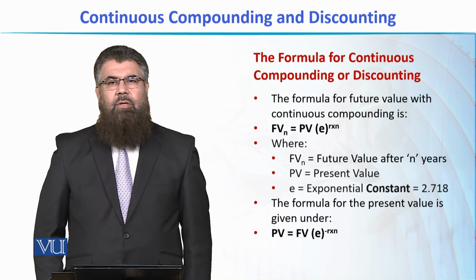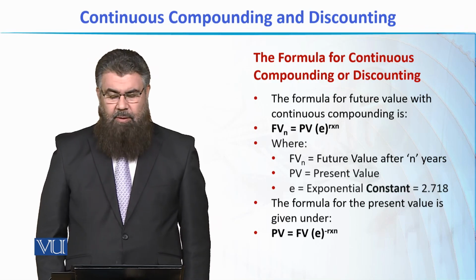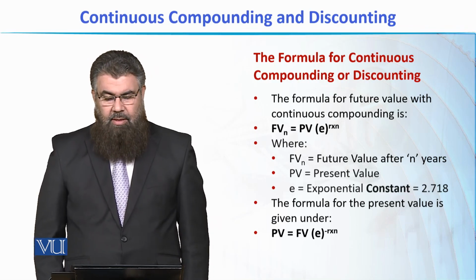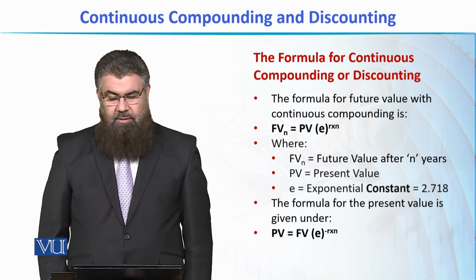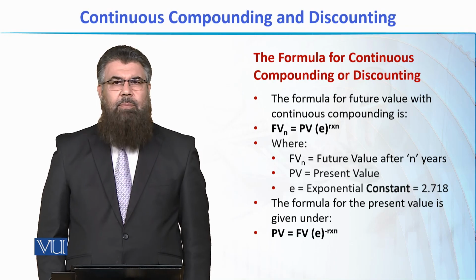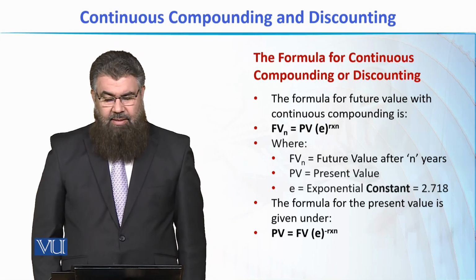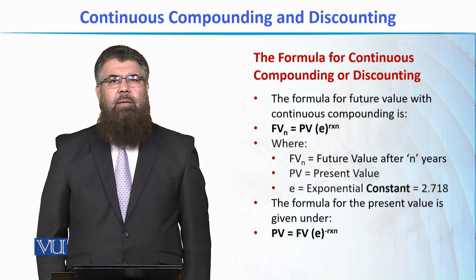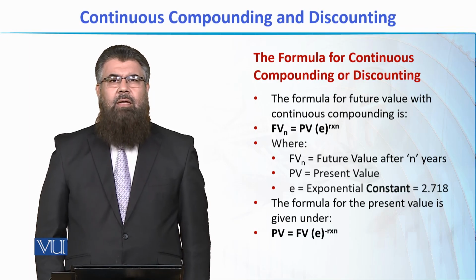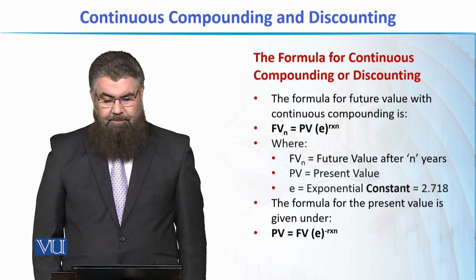Now let's have a look at the formula of continuous compounding and discounting. This is the formula where we see that the future value is the present value multiplied by e. e is a constant and its power is taken as r multiplied by n, where r is the rate of interest and n is the number of compounding periods that we have.